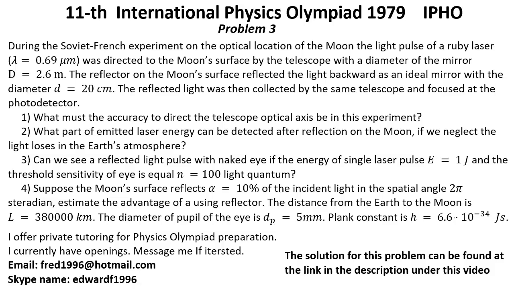Question number 4. Suppose the Moon's surface reflects alpha equal 10% of the incident light in the spatial angle 2 pi steradian. Estimate the advantage of using a reflector. The distance from the Earth to the Moon is 380,000 kilometers. The diameter of a pupil of the eye is d equal 5 millimeters. Planck constant is h equal 6.6 multiplied by 10 to the power negative 34 joule second.